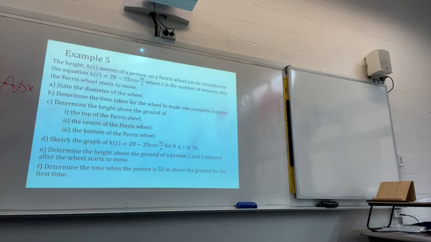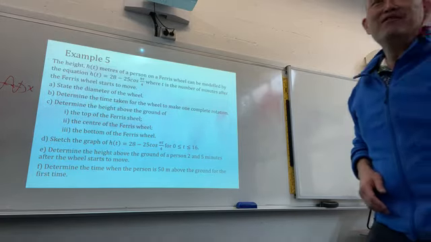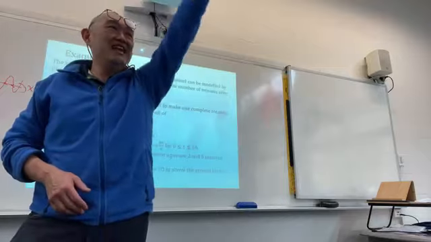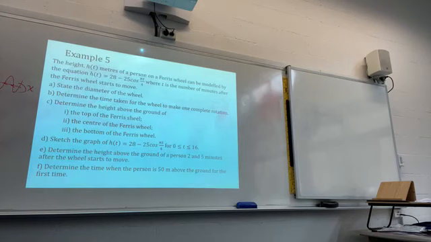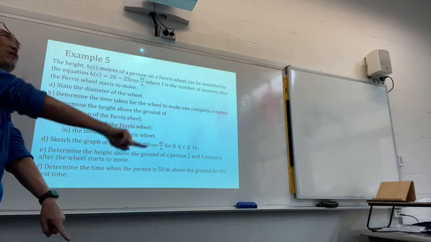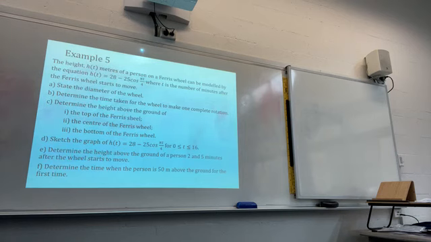Example 5 is a Ferris wheel problem. Yes. Why are you so happy about the Ferris wheel problem? Easy. The Ferris wheel. The height h(t) meters of a person on a Ferris wheel can be modeled by that equation. So think about the Ferris wheel. You go down and up, down and up. All right? That is probably the most consistent wave you can get. Where t is the number of minutes after the Ferris wheel starts to move. So normally you start from the bottom and go up and then down and so on and so forth.